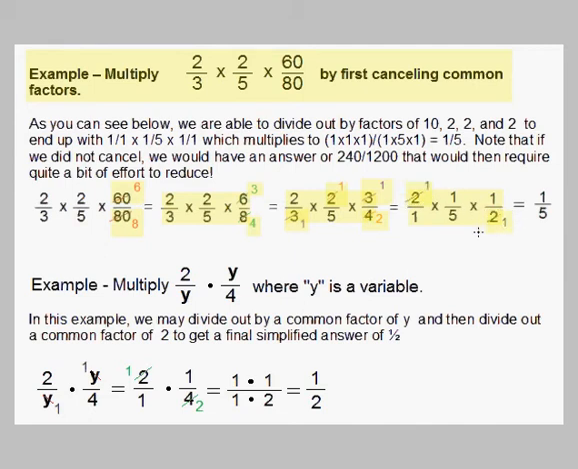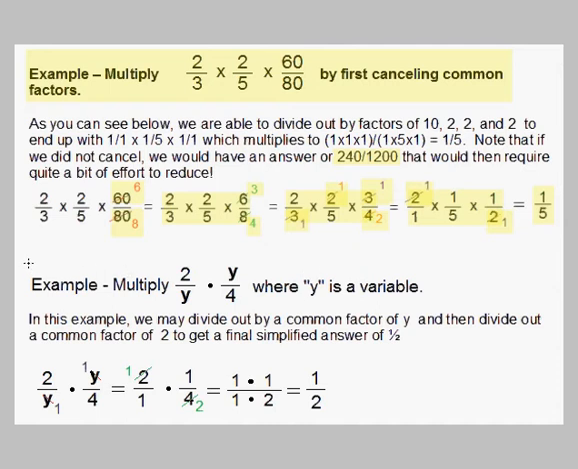And then all we're left with is 1 over 1 times 1/5 times 1 over 1, and that multiplies out to 1/5, our reduced answer. Now if we had not reduced ahead of time, we would have gotten an answer of 240 over 1200. And then we'd have to do all kinds of reducing to get that final answer of 1/5.